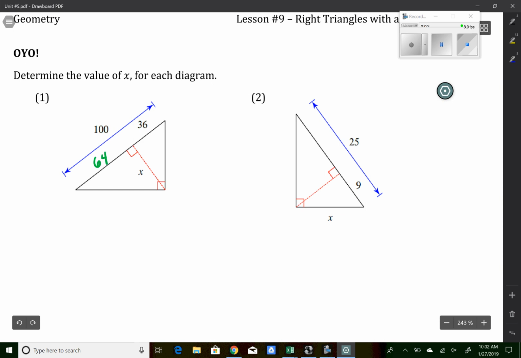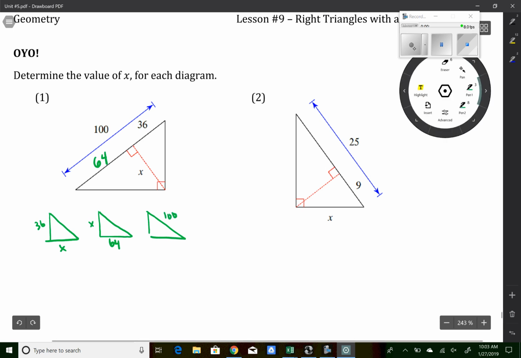When I start to redraw my triangle, I have my small triangle. My small triangle has a short leg of 36 and a long leg of x. The medium-sized triangle has a short leg of x and a long leg of 64. The big triangle, I just have the hypotenuse of 100 labeled, so that's not one I'm going to use here.